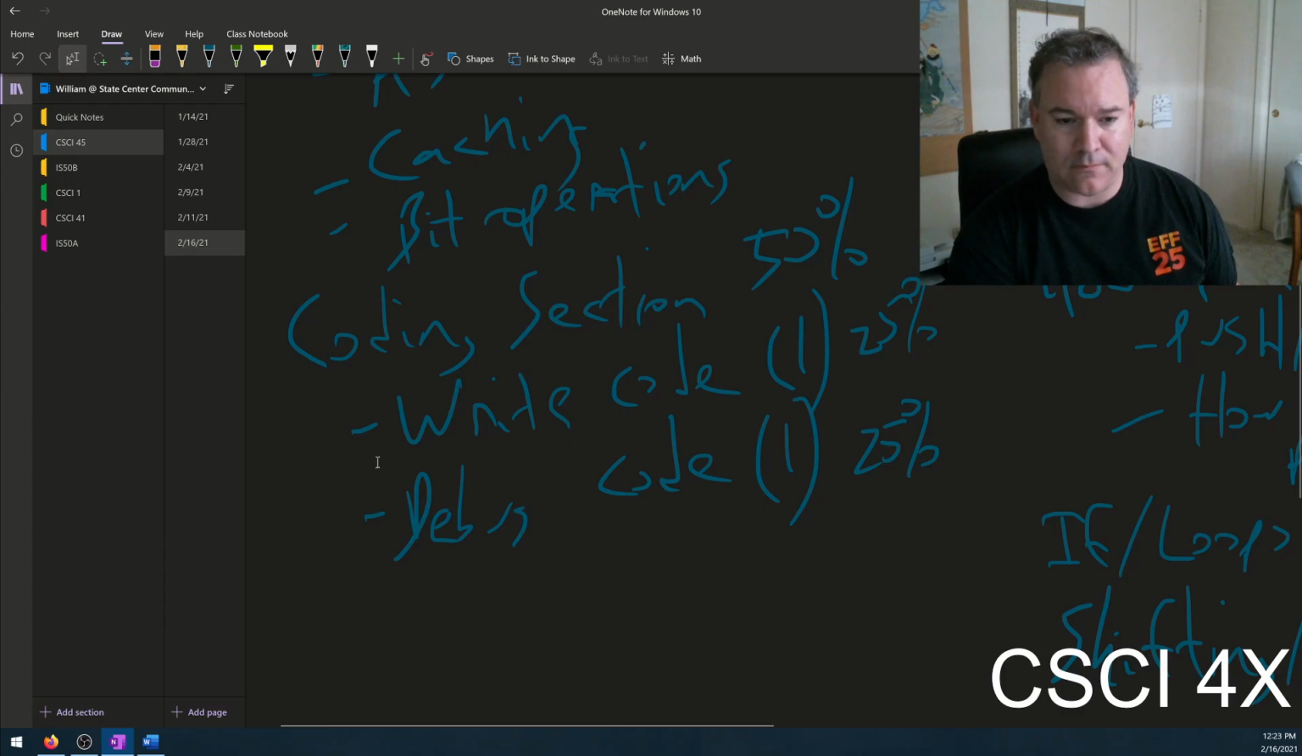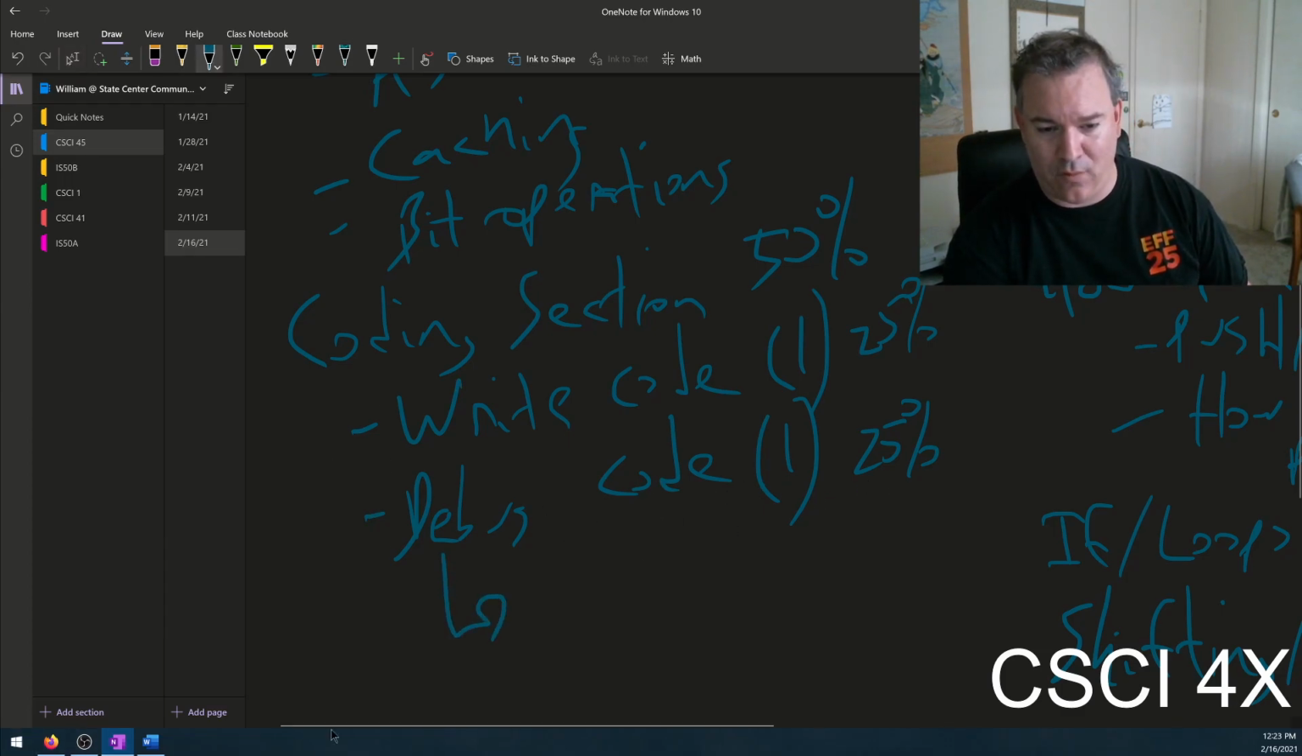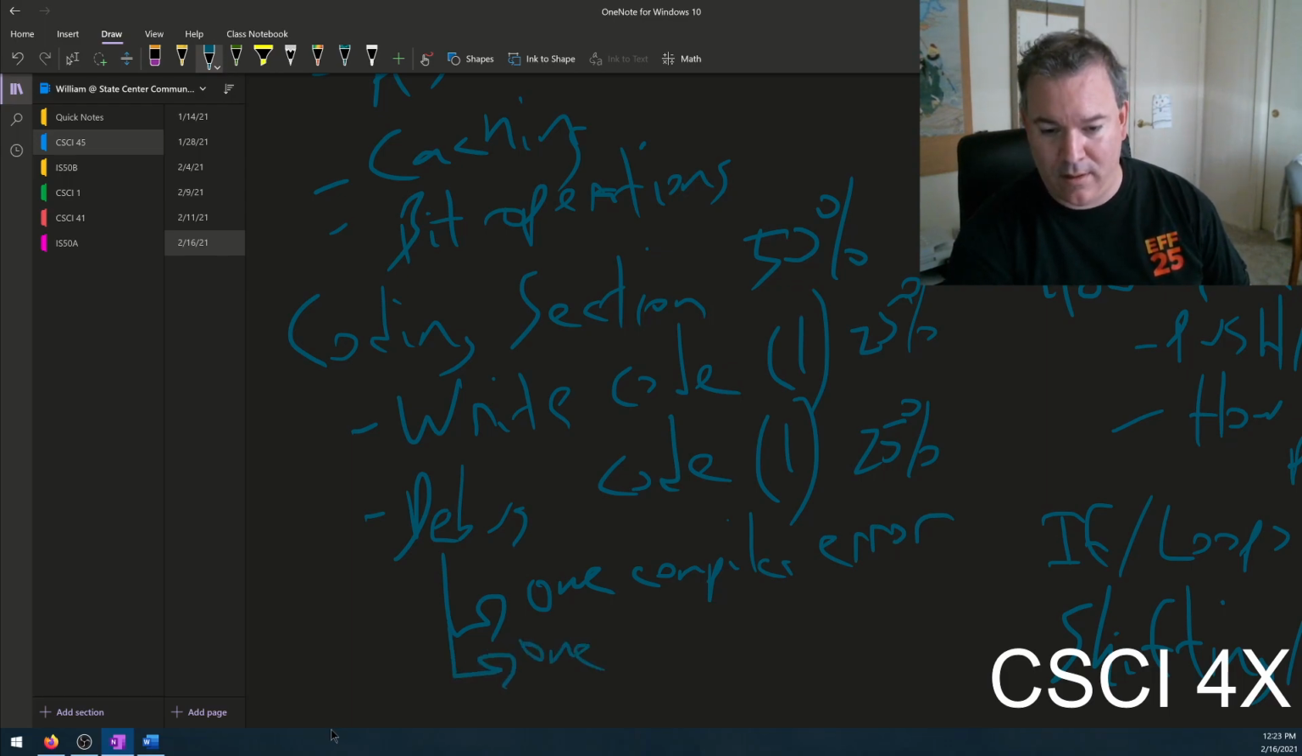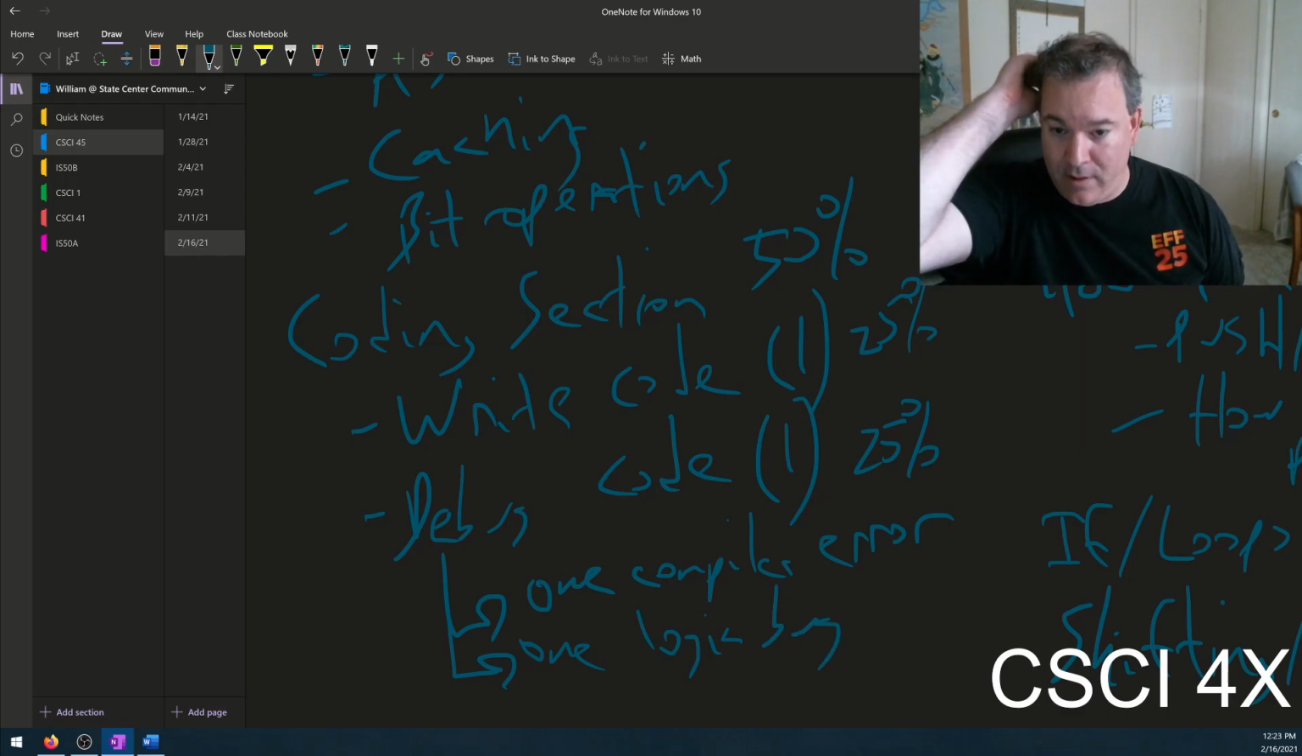The debugging is usually one compiler error and one logic bug. So it's usually 2 quick changes and you're done.